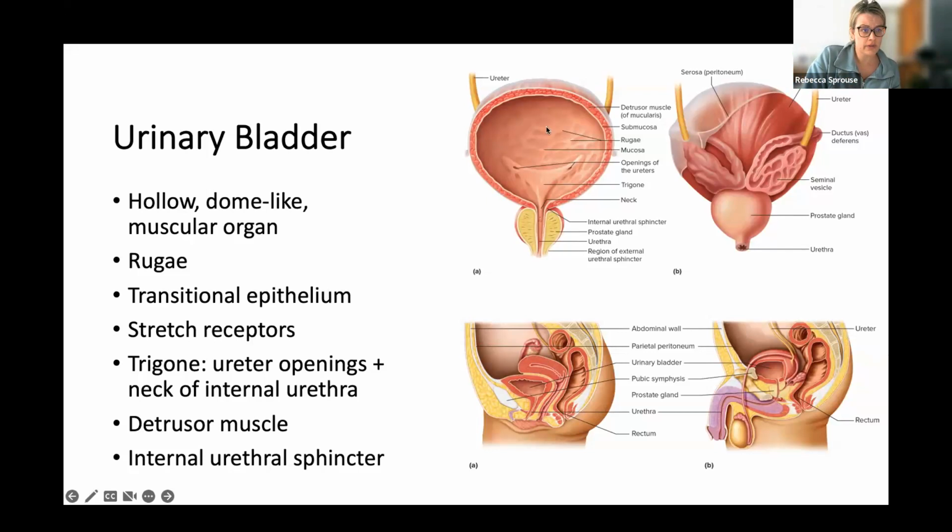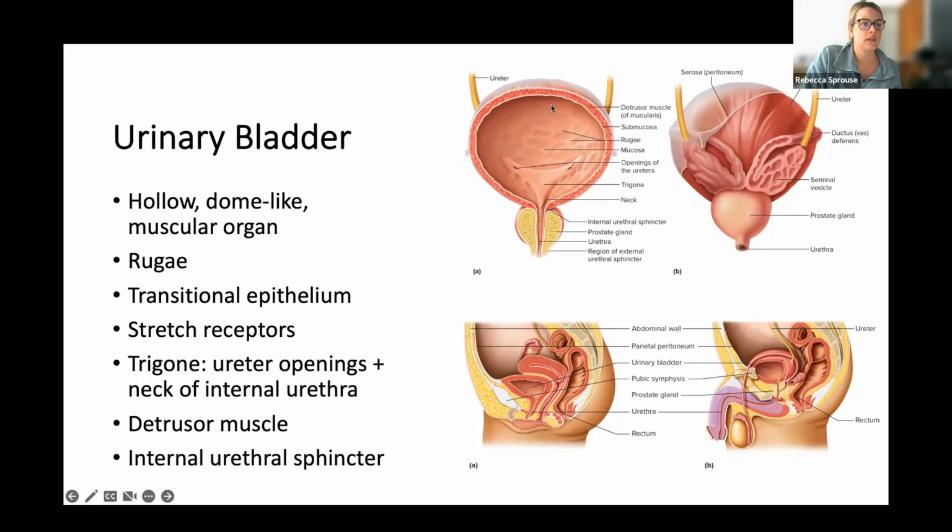This area here where these ureters enter the bladder and then also the urethra here makes kind of a triangle pattern. This is called the trigone. So this is where the two ureters enter the bladder and urine fills up this way. And then the urethra opening here. So that's called the trigone.